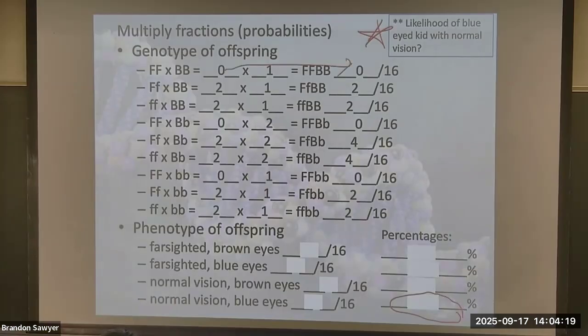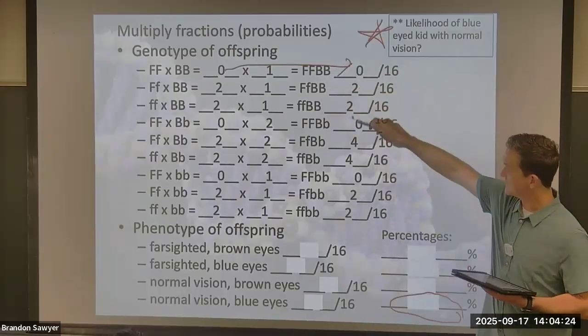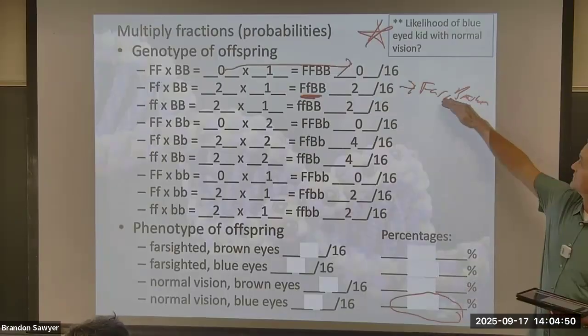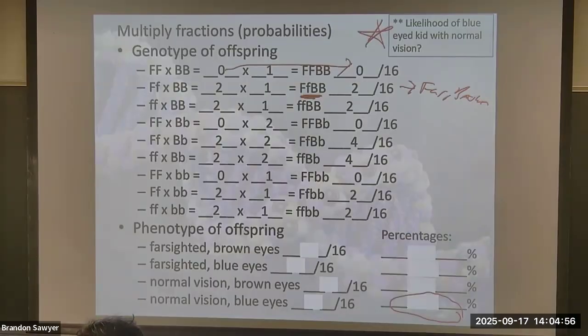And then maybe the new part is translating each of these genotypes to phenotypes, which would be how it actually looks, how it's expressed. And so we just have to decide what's what. If we have a capital F, then we've got farsightedness for sure. If we have a capital B, then we've got brown eyes. So this one would be farsighted and brown. You'd want to do that with each of them, and then add up all those that are farsighted and brown, all those that are farsighted and blue, normal and brown. So it's that conversion of genotype to phenotype.